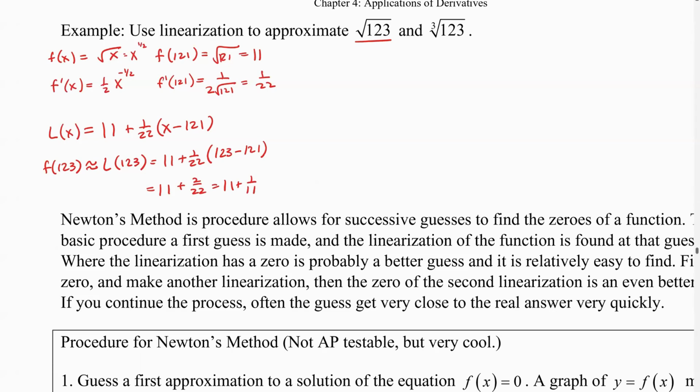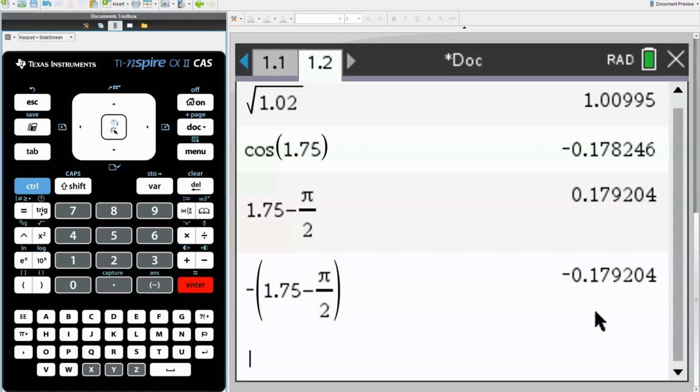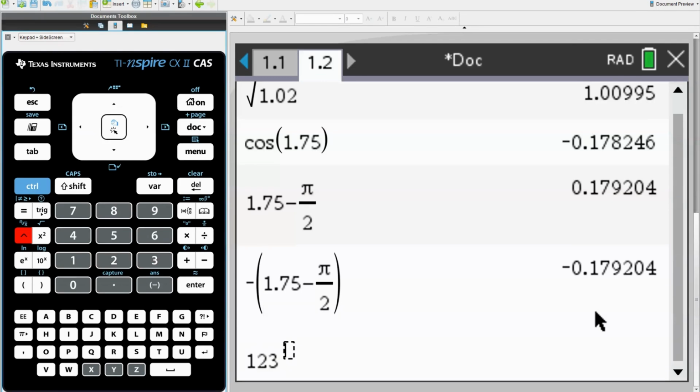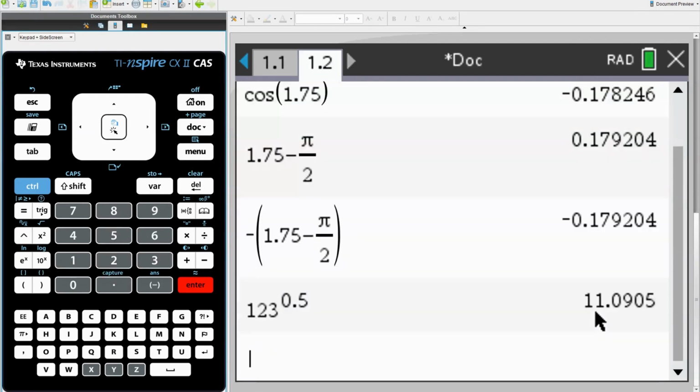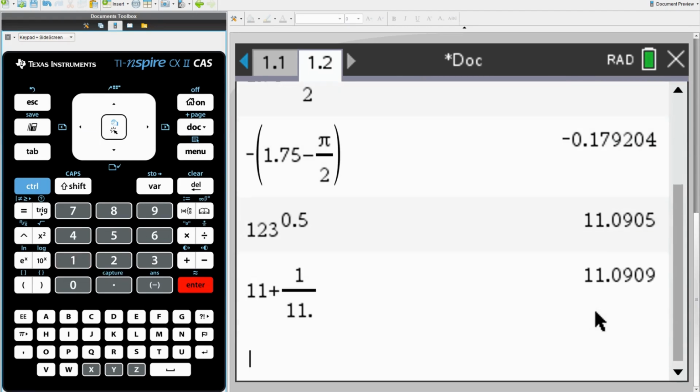Okay, how did that estimate go? Let's take a look. Now, 123, I don't know the square root of that. And what was our guess? 11 plus 1 over 11. Again, pretty good. Good to essentially 3 decimal places.